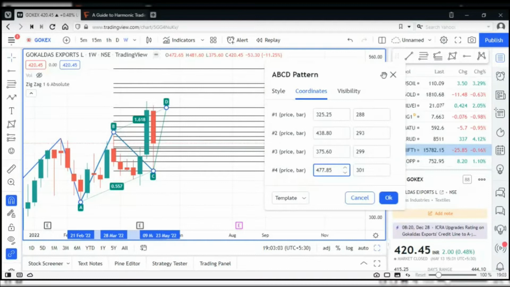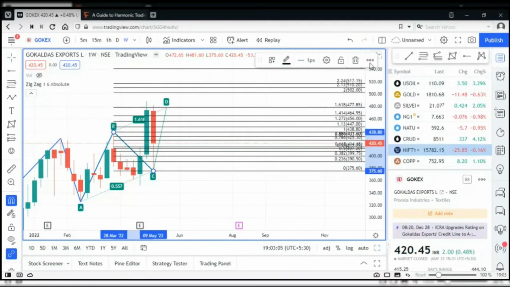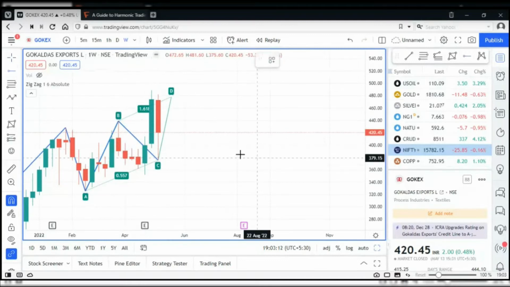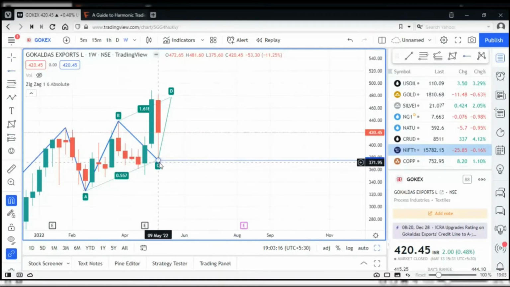And as we discussed previously, for the 4-point pattern, the C point is the strongest support level. 375.60 is the strongest support level. It exactly touched here and it reversed.